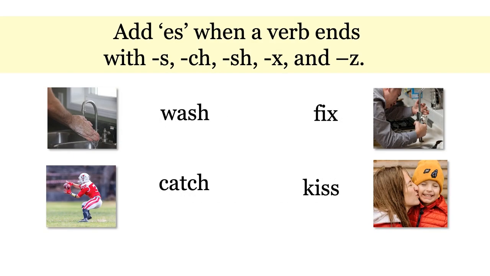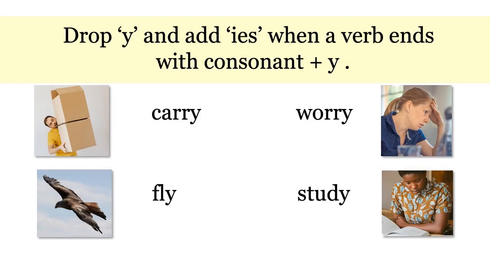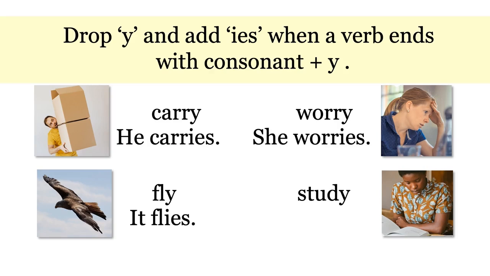Add ES when a verb ends with s, ch, sh, x, and z. They all have a sh sound on the end. For example, he washes, he catches, he fixes, she kisses. And drop Y and add IES when a verb ends with a consonant and a Y. For example, he carries, it flies, she worries, and she studies. Let's practice.